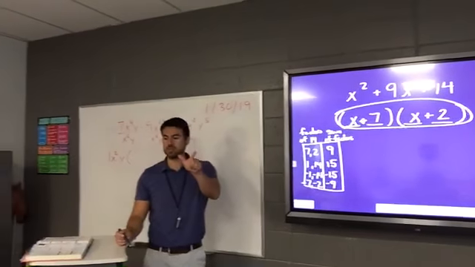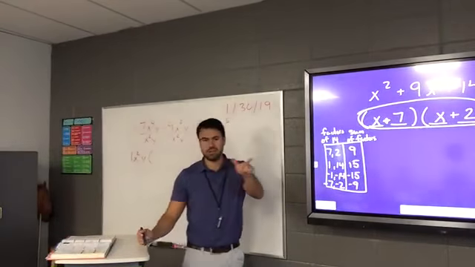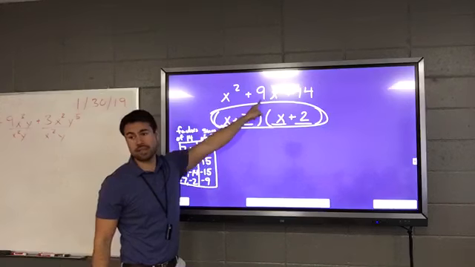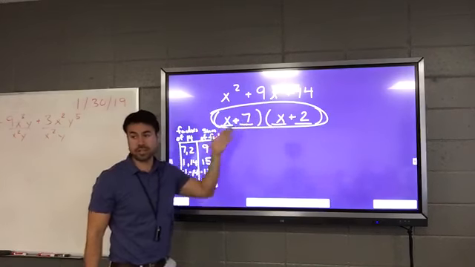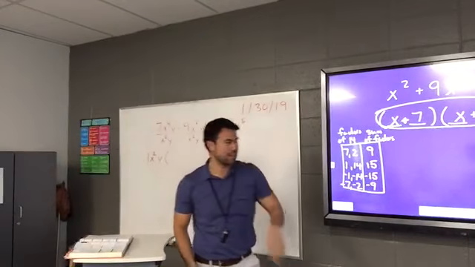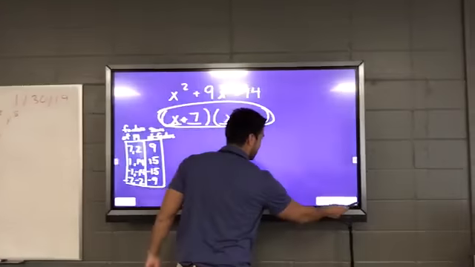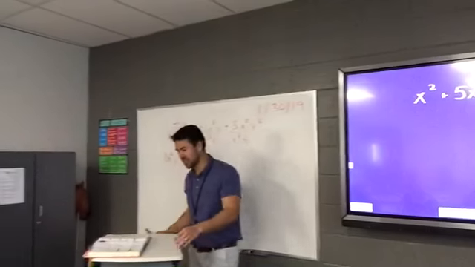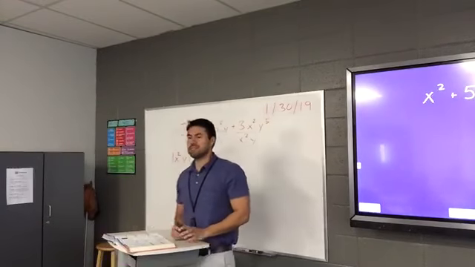What's 7 times 2? 14. What's 7 plus 2? 9. That's the only thing that fits. This is your factor and you're done. That's the answer. You factored it. Okay? I'm going to do it again. But this time, I'm going to be a little bit trickier. You do it. I think you guys can handle it.